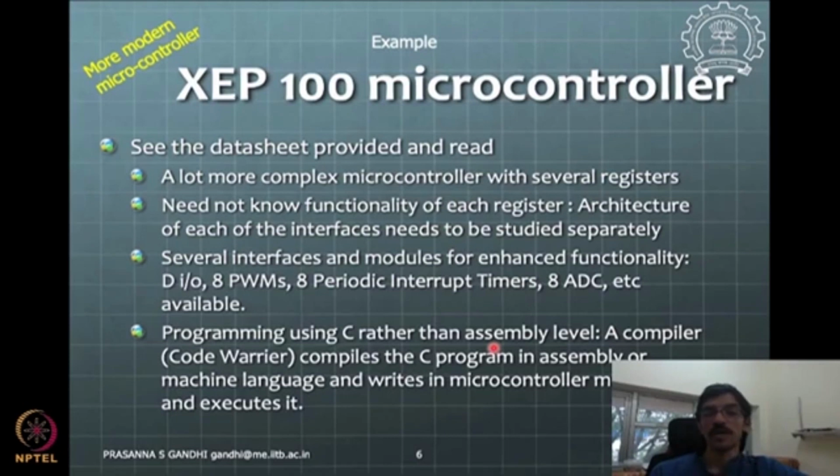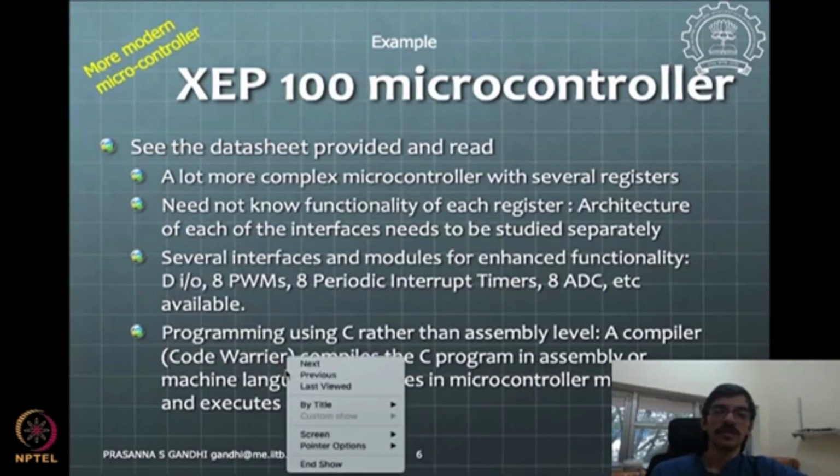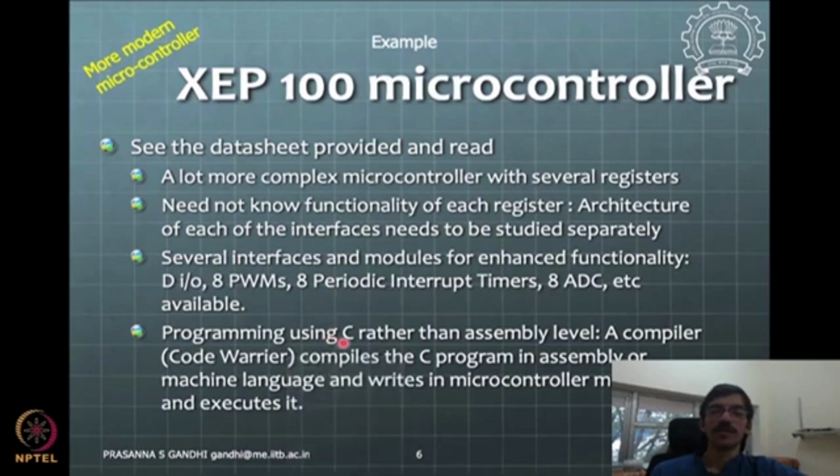Because the efficacy of what you are using in the C program and what gets converted into assembly language lies with this CodeWarrior, or Code Composer Studio in the Tiva case. That compiler is determining how faithfully whatever you have written in C is getting converted into code that the microcontroller can understand or execute very easily.